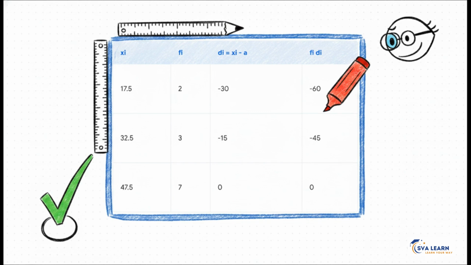When an evaluator sees a clean table where your di equals xi minus A is clearly calculated, I'm telling you, our pens automatically start hovering over that tick mark. We love to see it.